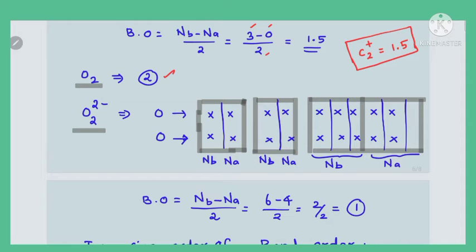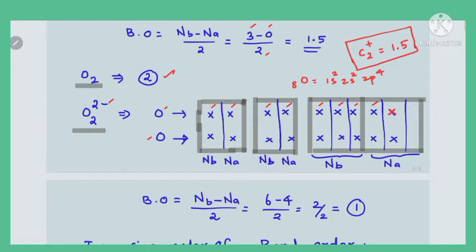What does it mean? An oxygen molecule with 2 extra electrons. Now I have written the electronic configuration of oxygen. You know very well the oxygen atomic number is 8, so the electronic configuration is 1s2, 2s2, 2p4. The first oxygen atom has 8 electrons: 1s2, 2s2, 2p4, plus I have added 1 extra electron due to the presence of the 2 minus charge. An oxygen molecule with 2 extra electrons, 1 electron I have added to the first oxygen atom.